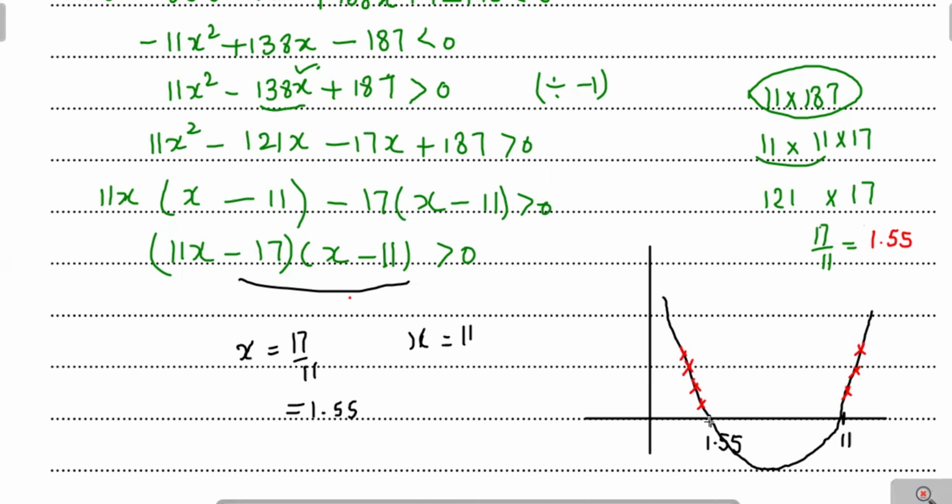You see here when the value of x is less than 1.55, you can say the value of x is less than 17 over 11, the value will be greater than 0. Now, next, when the value of x is greater than 11, the values on this graph will be positive. Now, these are the points. It shows that the values will be positive. Therefore, x is less than 17 over 11 or greater than 11. This inequality will be greater than 0. Now, this is the answer.